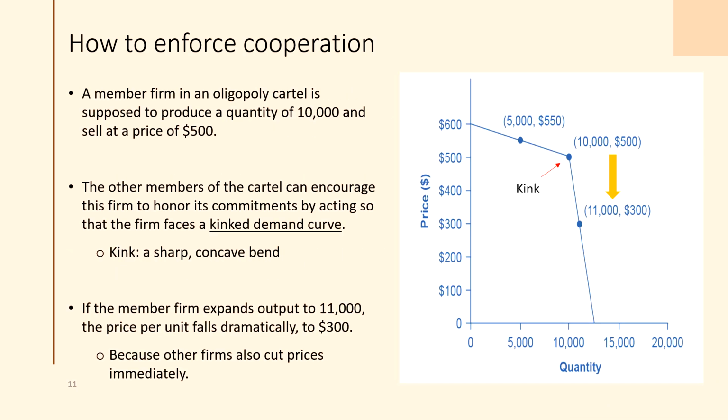Let's look at the example. Suppose a cartel member is expected to produce 10,000 units and charge a price of $500. Now imagine the firm tries to increase output to 11,000 units and lower price. Other firms immediately match the price cut. As a result, the market price falls sharply to $300. So the cheating firm gains little because rivals respond aggressively. This discourages cutting price.